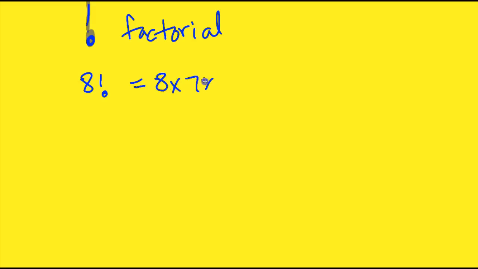Some of the key things that you are supposed to know in this section are things like, what is this exclamation mark? I'm using the wrong pen. Okay, so what is this exclamation mark? Well, that is called a factorial. And what that means is you multiply starting from that number all the way down. So for example, if you have 8 factorial, then that means you start from 8 and go all the way down.